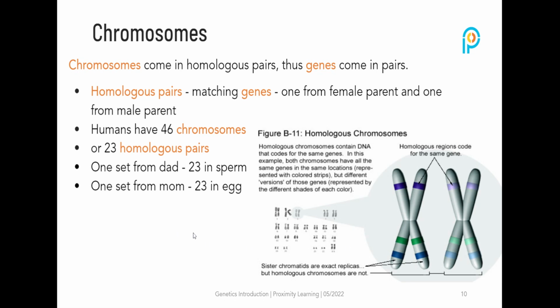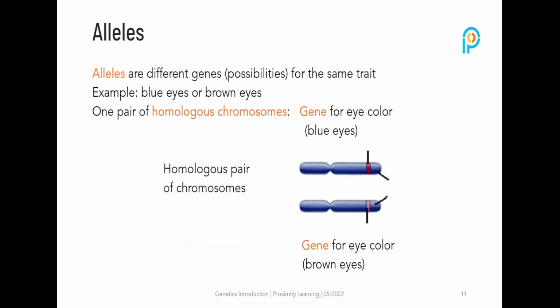So again, we're not going to get really deep into genetics. It's just going to be an intro level. You will get deeper into genetics in the 9th grade. Okay, alleles. Alleles are different genes, so basically different possibilities for the same trait. So, example, blue eyes or brown eyes. So one pair of homologous chromosomes means a gene for eye color. So blue eyes or brown eyes.